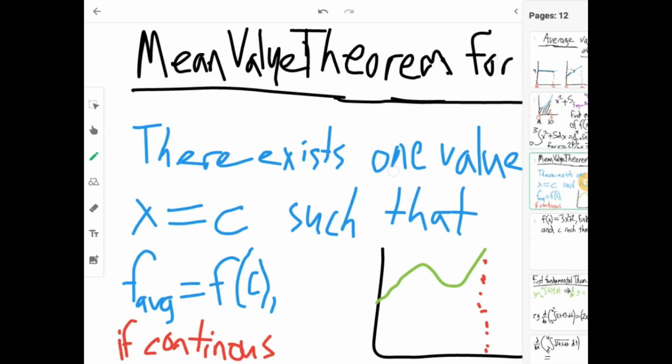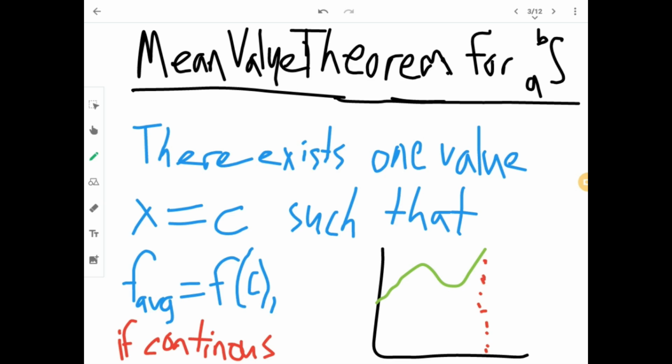Next one. So this is the next point of section 5.3, the mean value theorem. For a definite integral extending from a to b, there always exists one value, x equals c, such that f average equals f of c. And obviously this is for continuous functions, because if it wasn't continuous, there might be a gap. Like let's say instead of this point, it just goes up here, and then down here with a gap. So obviously you wouldn't have that value, so it has to be continuous.